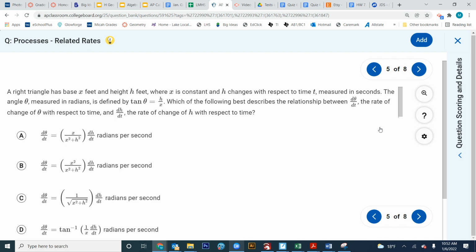I got to draw a triangle. It doesn't say which angle's bigger. Wait, which angle is this? Like, which one am I trying? Okay, they're telling you that tangent of theta is h over x. Tangent of theta is opposite over adjacent, not opposite over hypotenuse.